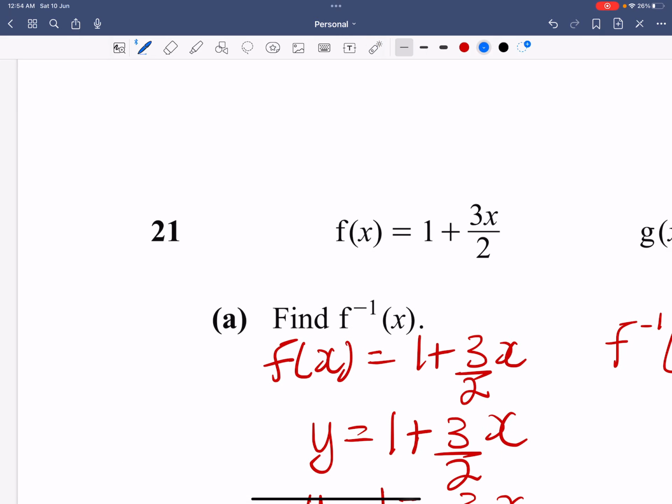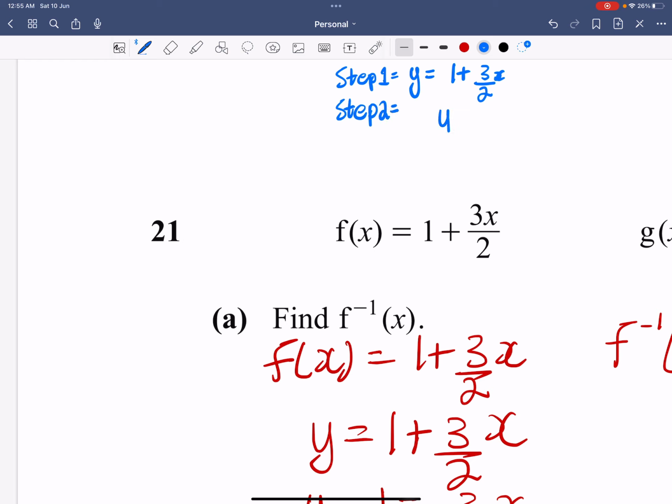There's no need to be scared of it, right? So what did I tell you? Step 1, replace f of x by y. So y equals 1 plus 3 upon 2x, right? So replace f of x by y. Now make x the subject of the formula.